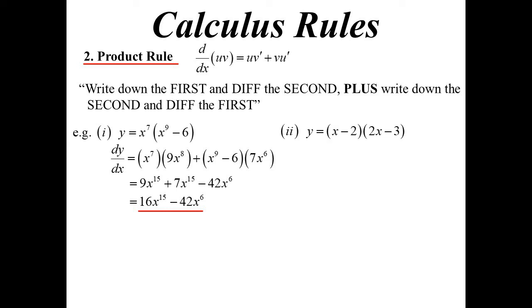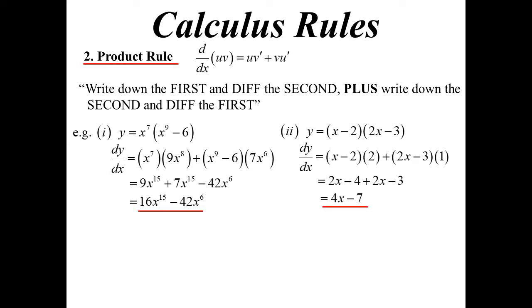So again, yes, probably easier just to expand the whole thing out, but write down the first, x minus 2, diff the second, 2, plus write down the second, 2x minus 3, diff the first, 1. Tidy all that up, collect like terms, 4x minus 7. Just a different way of saying differentiate this product.